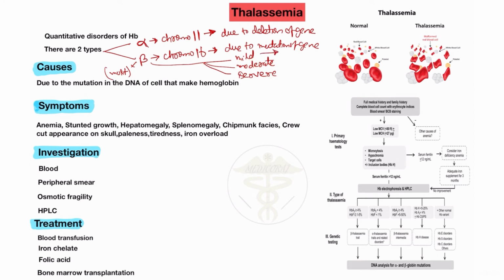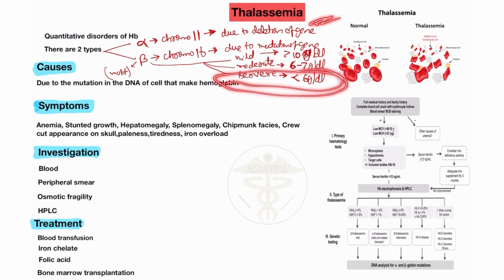Mild is when the hemoglobin level is greater than 10 gram per deciliter. Moderate type is when the hemoglobin level is approximately 6 to 7 gram per deciliter. And severe type is when the hemoglobin level is less than 6 gram per deciliter. In this case it is very severe, and patient death can occur. So this is severe thalassemia, when hemoglobin is less than 6 gram per deciliter.